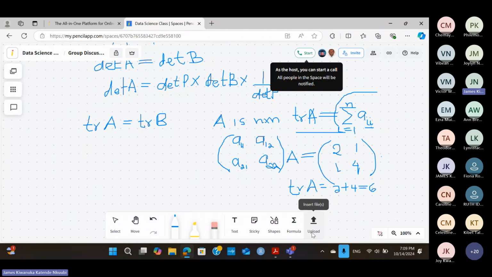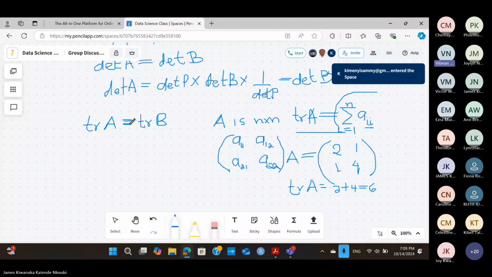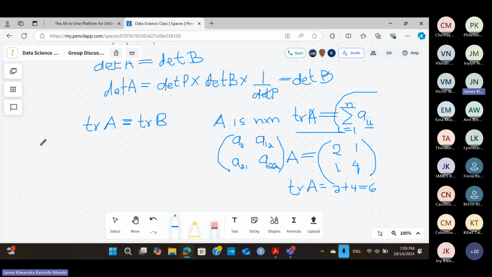Again, this will be useful when we are working with the covariance matrix. The trace of that covariance matrix simply gives us the sum of all the variances. Then the concept of similarity: the trace of two similar matrices is the same.